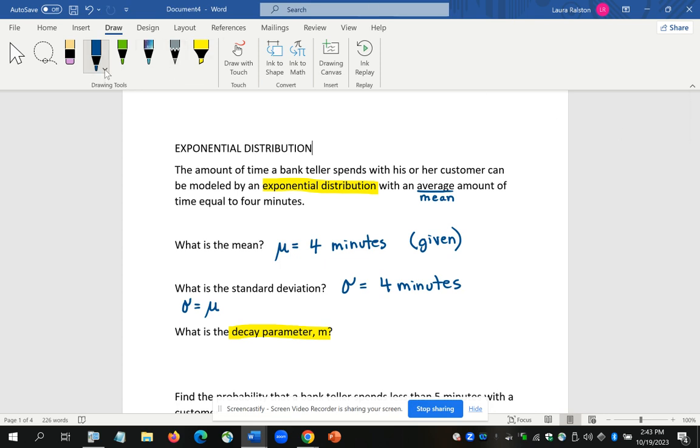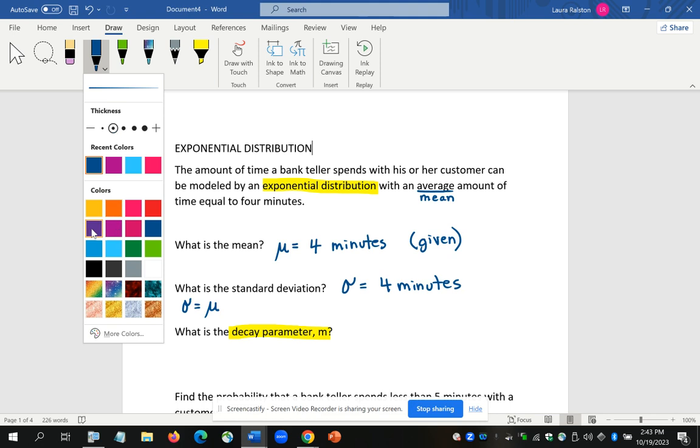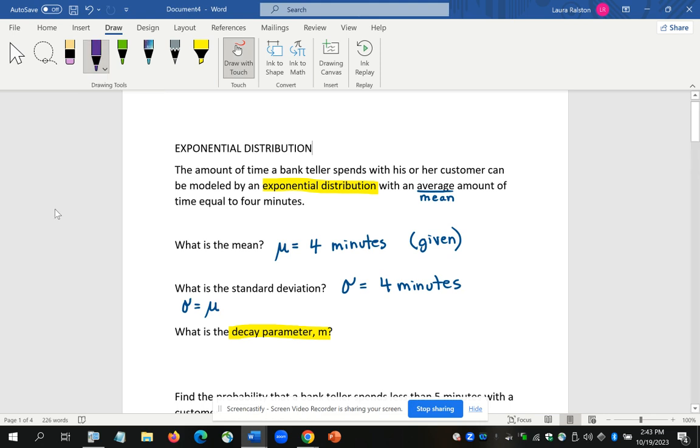The third question, which is a very important question, is what is the decay parameter? The decay parameter is m and is 1 divided by the mean. So my mean was given as 4, so my decay parameter is 1/4. Written as a decimal, that would be 0.25. If possible, I would probably use the decimal approximation. So that's what I would use.